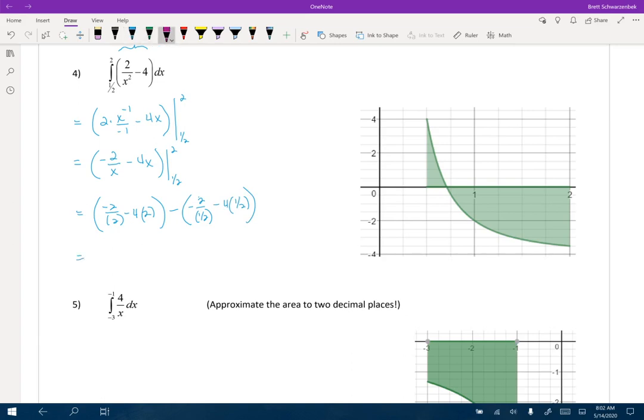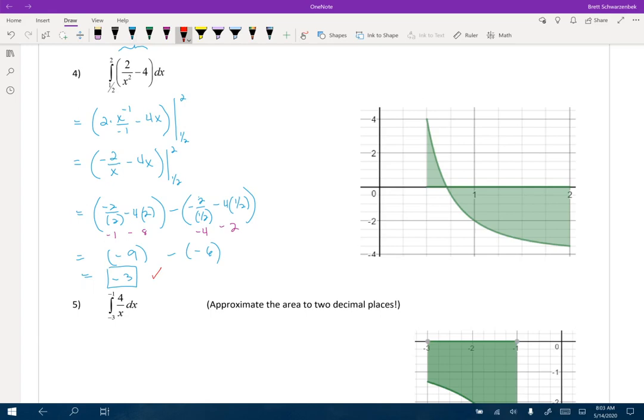We're going to end up with -1 minus 8. We're going to have a -4 here, minus a 2. So if we do the math, we're going to get -9 minus a -6. If you do double negative makes a positive, we end up with an area of -3. So indeed, we have found a negative net area.